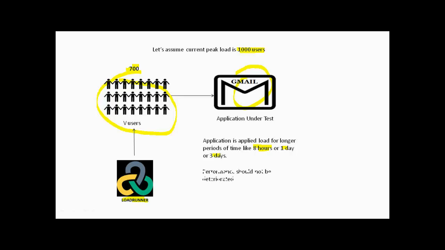And with what intention? The performance should not be deteriorated. Let's say you're doing this test for 3 days. Whatever the performance in the first hour of the first day should be the same in the last hour of the third day. This is what you check when you're checking for stability.